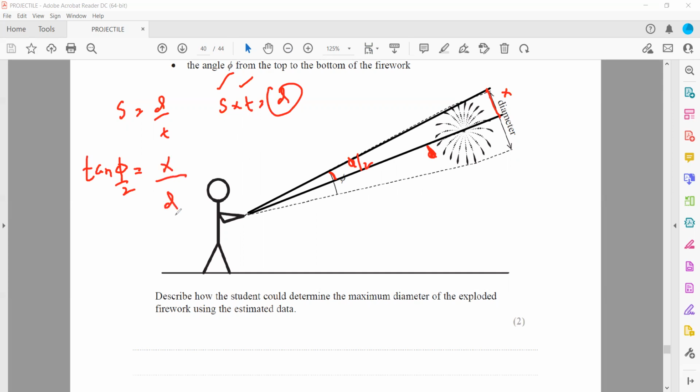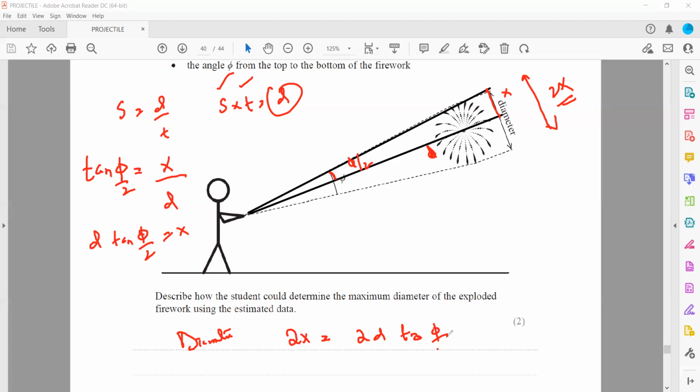divided by base. Sorry, the base is the distance, not the diameter: the distance from the firework to the person. So distance multiplied by tangent phi by 2 will be equal to x. So we'll get x. But to get the full diameter, it will be 2x. So we multiply to get the full diameter, which will be equal to 2x, so it will be equal to 2d tangent phi by 2.